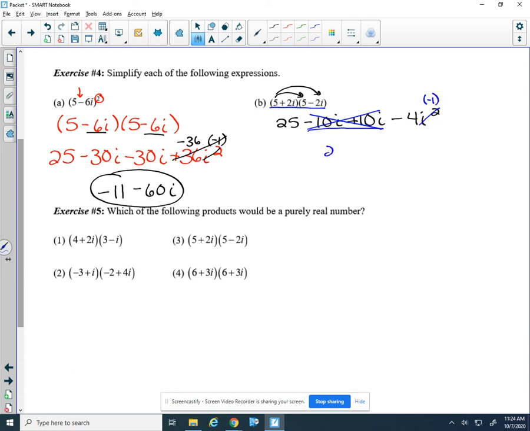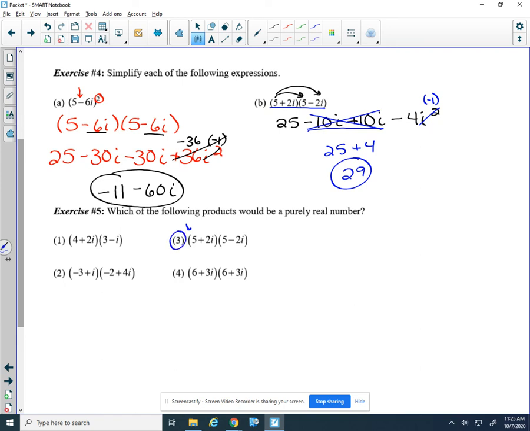So I end up with 25 plus 4, and more importantly, I end up with a real number. Okay, so when you have those complex conjugates and you multiply, their solution will be a real number. So unfortunately, I probably should have picked a different problem, but this ends up being the same setup and the same numbers as the one above. It says, which of the following products would be a purely real number? So that is choice 3, and we just saw that above.